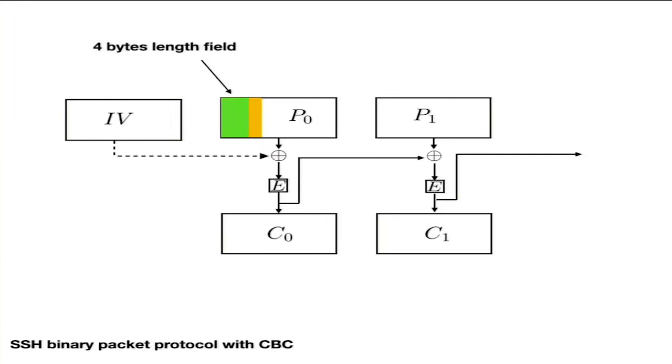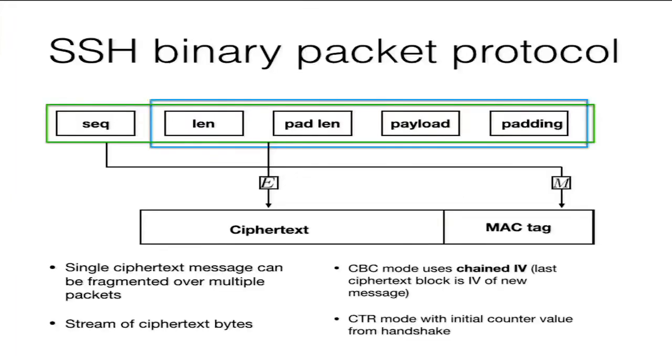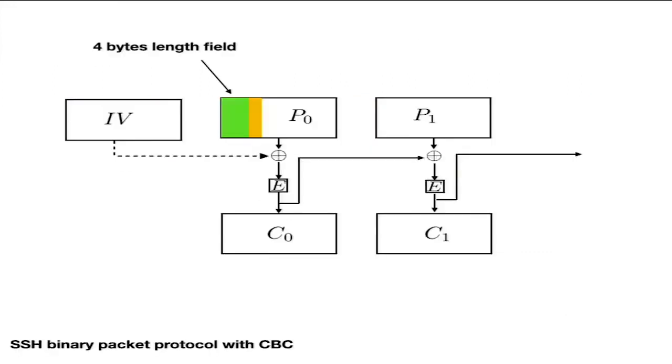And then if you use CBC, it will look like this. And then the next block will just be payload data. So that is how plain text is being encrypted using CBC for SSH.